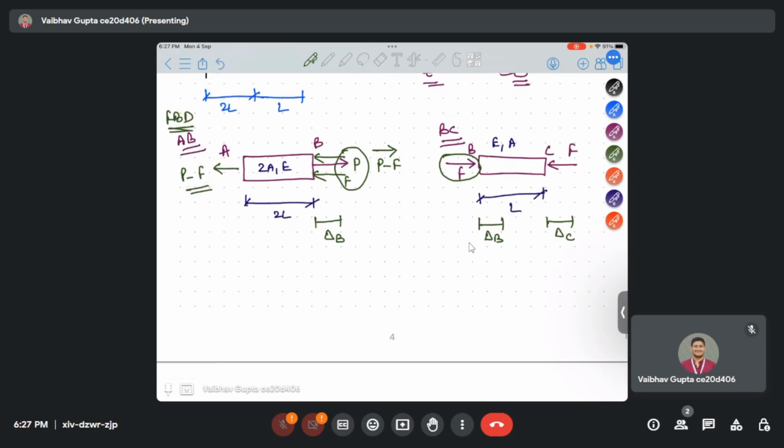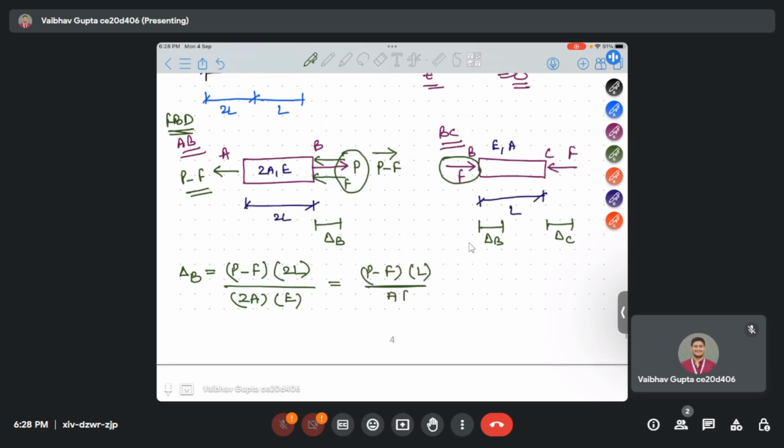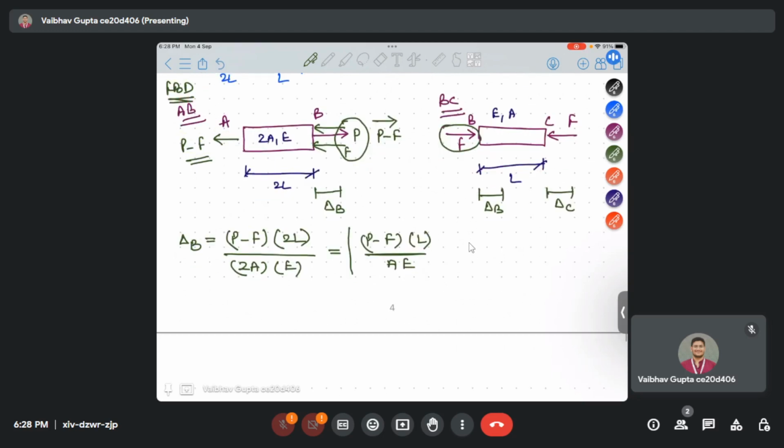So now, applying all the things, delta B is nothing but P, here P is P minus F, L is 2L, A is 2A and E is E. So delta B will become P minus F into L by AE. This is delta B.